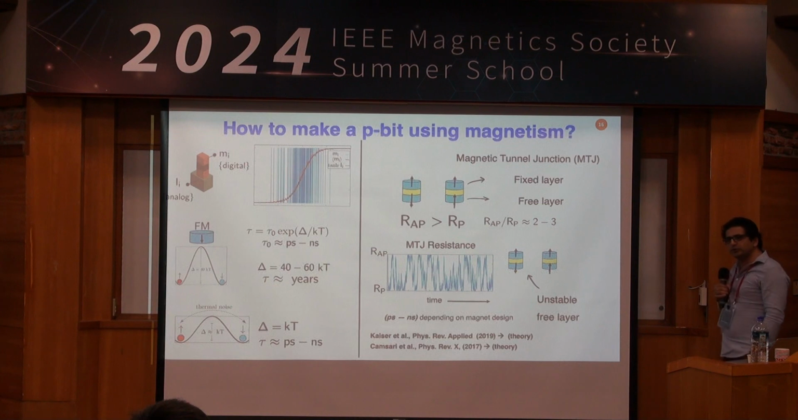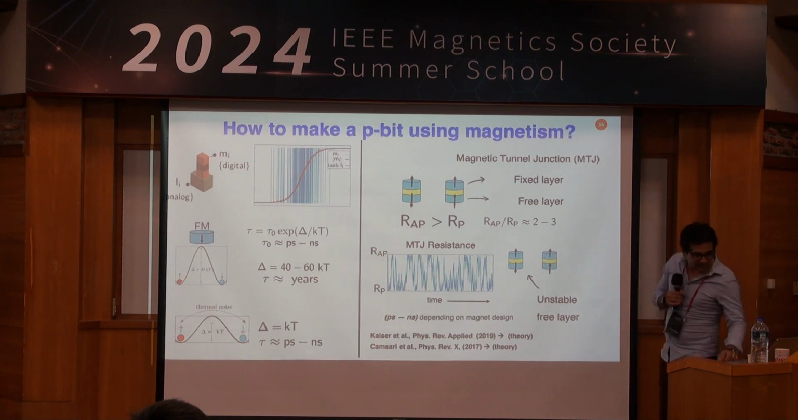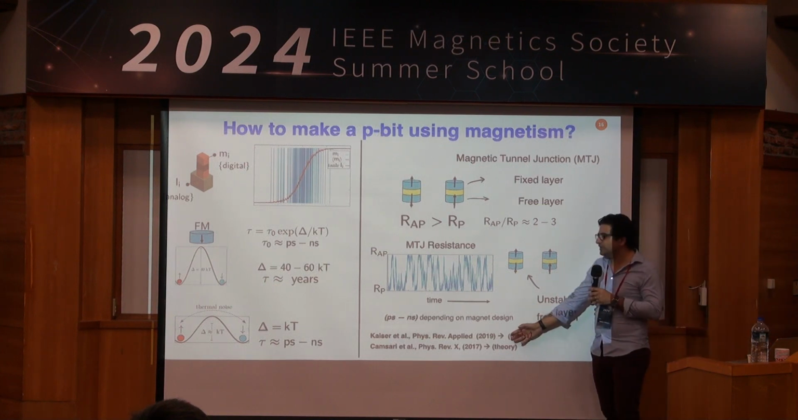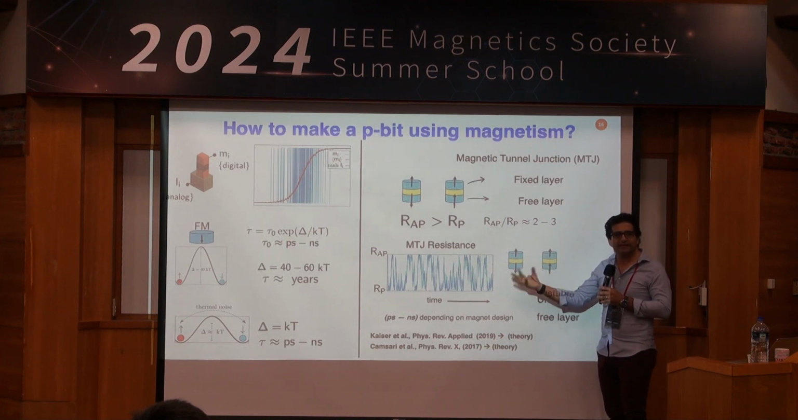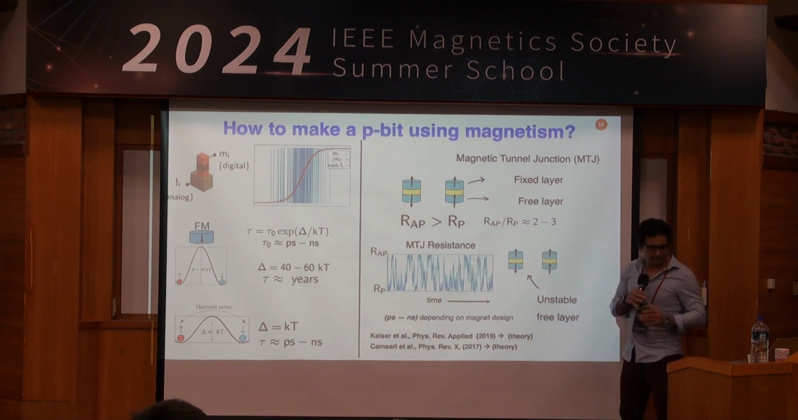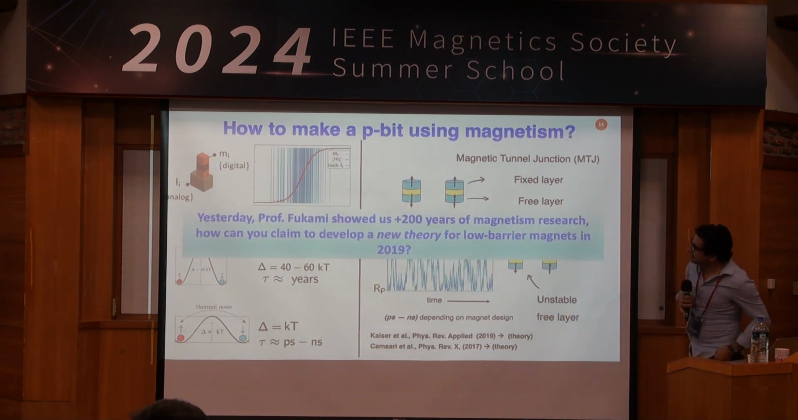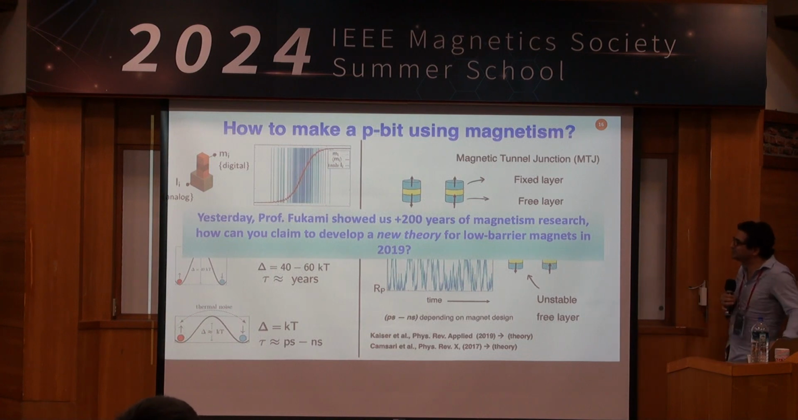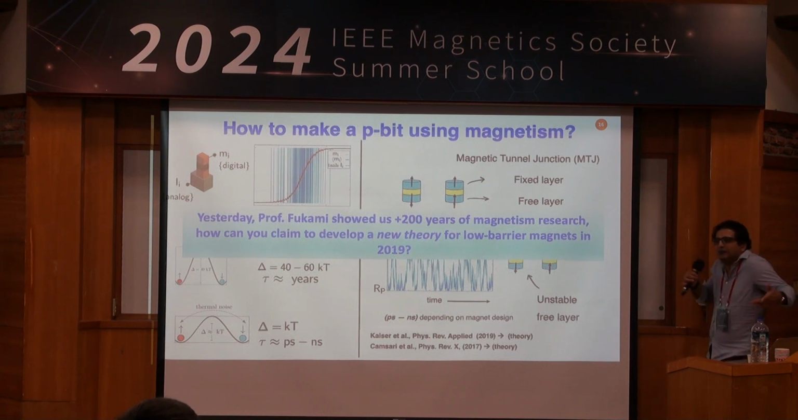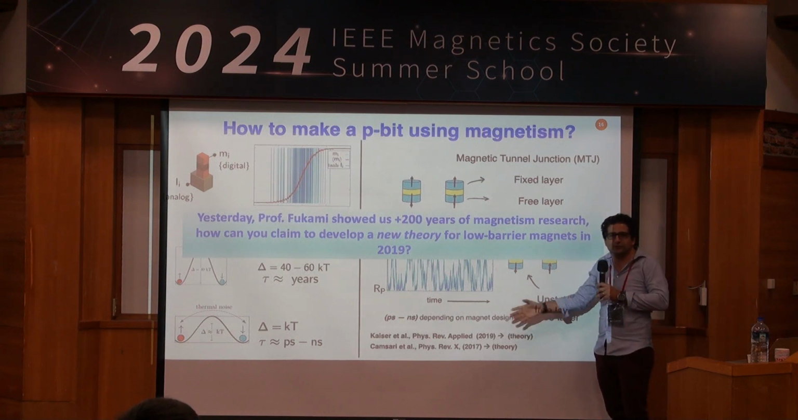And of course, at that point, you ask yourself, how could there be no theory on something so simple, a single magnetic body in the low barrier limit? Professor Fukami showed yesterday, and he went way back, 200 years of magnetism research. How can you have something new about something so simple?